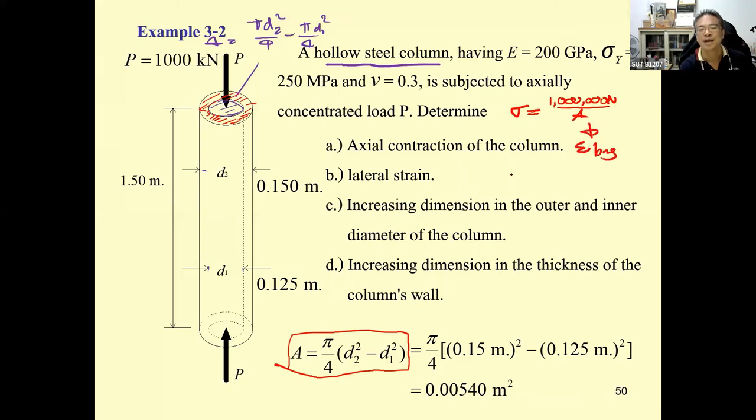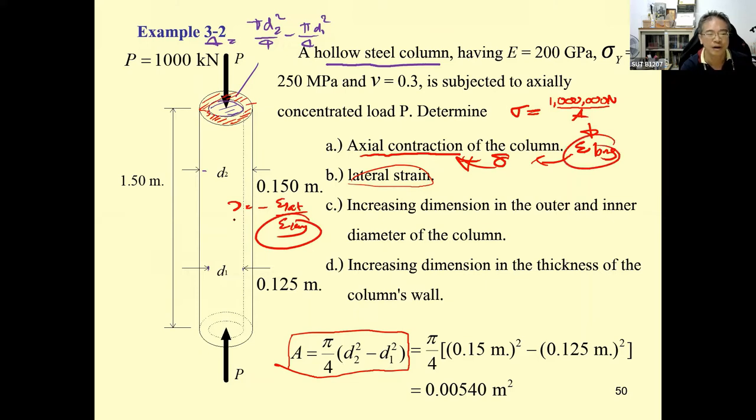That is going to be the strain in the longitudinal direction, the axial compressive strain. Then you may use this one to determine the deformation or the axial contraction. And the lateral strain comes from the Poisson ratio: minus lateral strain divided by longitudinal strain. You know this one already, so you can determine this.